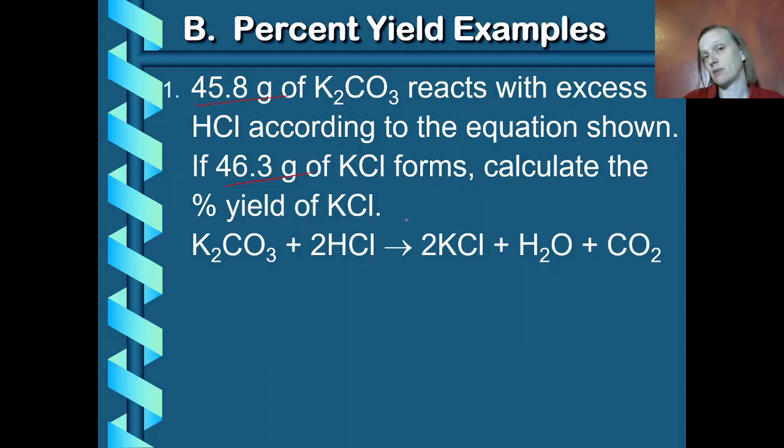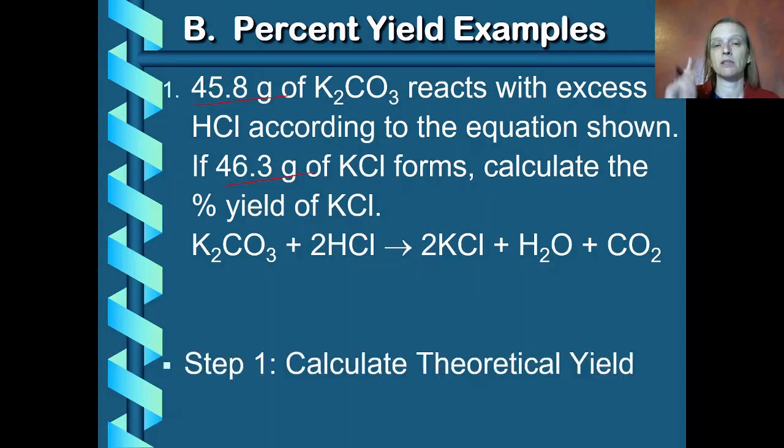We're going to do percent composition or percent yield. So let's look at how to do this problem. Step 1, calculate the theoretical yield. I need to think about what's my known for a big stoichiometry problem and what's my unknown.